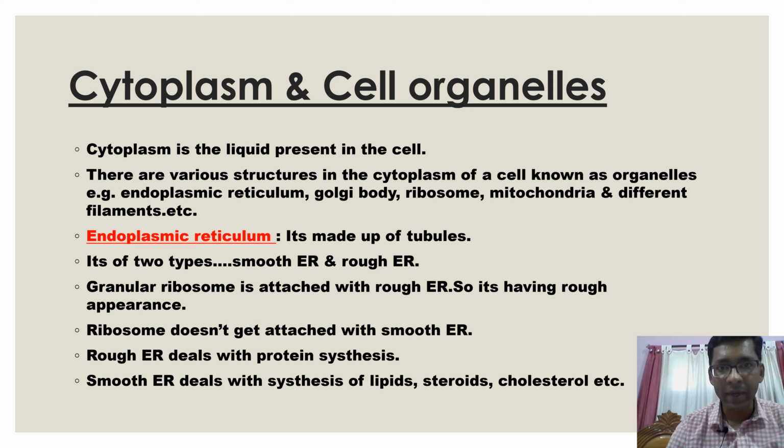The endoplasmic reticulum is made up of tubules. It is of two types: smooth endoplasmic reticulum and rough endoplasmic reticulum. So what is smooth and what is rough? When granular ribosomes are attached to the endoplasmic reticulum, it is called rough endoplasmic reticulum. It has a rough appearance.